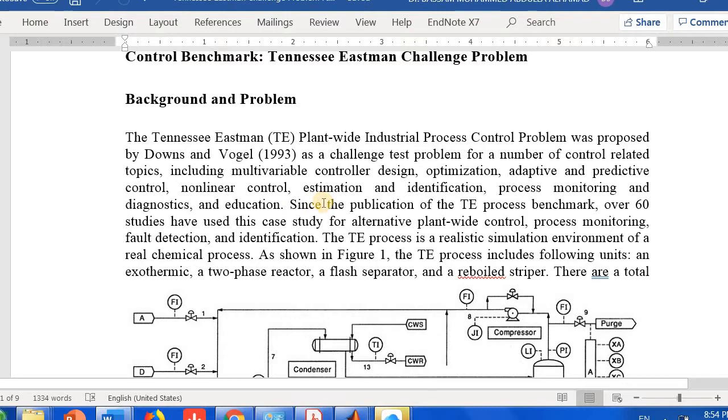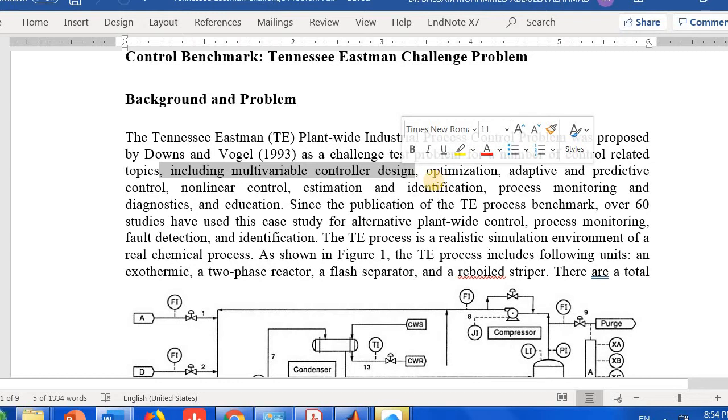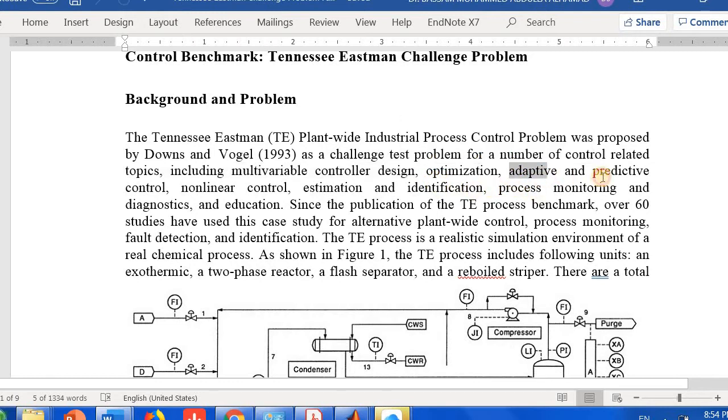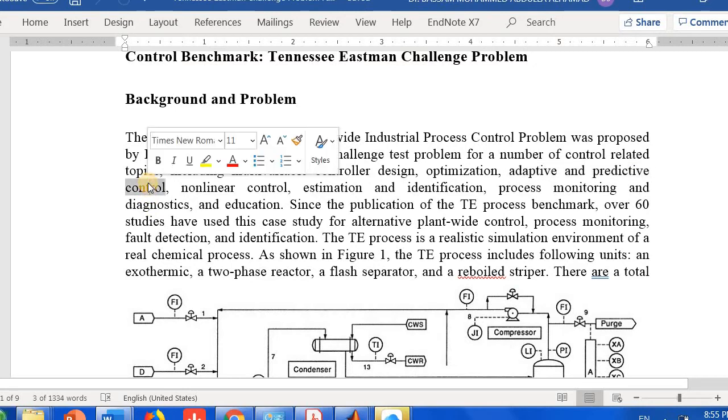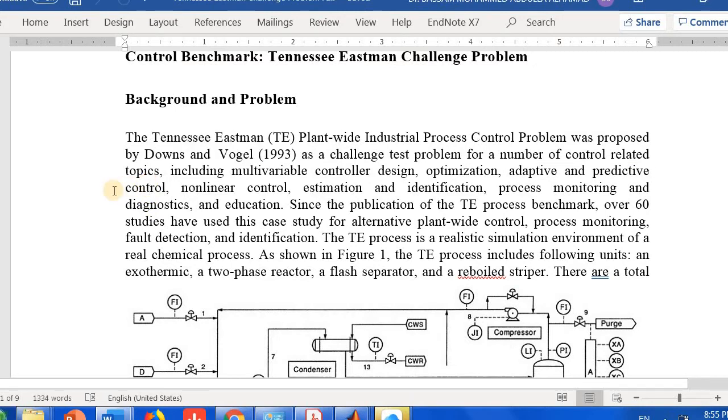So what we're going to do here, we are mainly going to concentrate on the control design and the multivariable controller. However, we may not be able to do the adaptive and predictive controller due to the reasons of the corona situation that we have this year. Okay, so there are many things we can do here. So TE, which is the abbreviation for Tennessee Eastman, is the process simulation environment of a real chemical process. The TE process includes the following units: an exothermic two-phase reactor. Okay, it's an exothermic two-phase reactor. What is two-phase? Liquid and vapor.